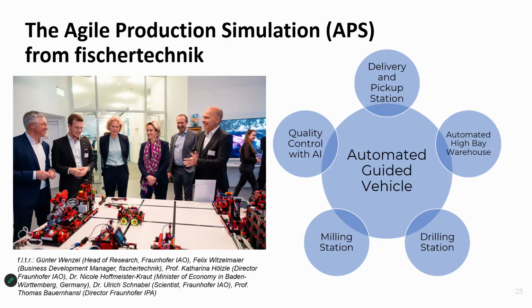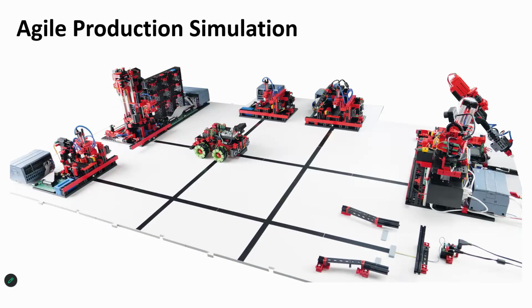And this is why fischertechnik created the new Agile Production Simulation, which is the latest variation of the fischertechnik factory model, this time not only incorporating IoT and state-of-the-art manufacturing processes, but also AI. And in addition, this innovative new model also includes a digital learning platform. Now, here's a quick look at the full factory as it would be assembled on a tabletop.